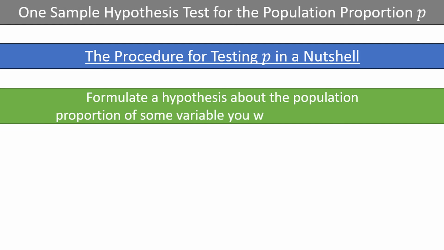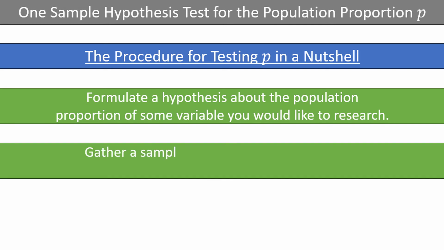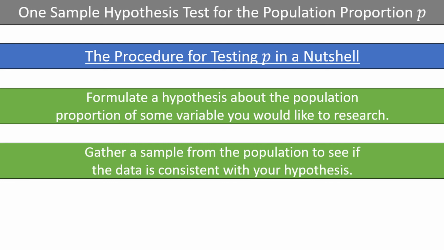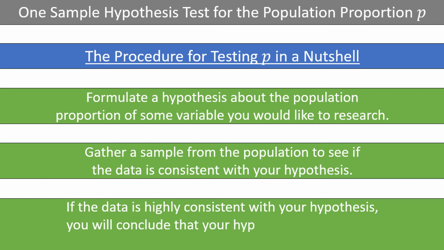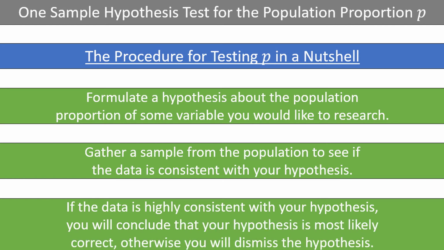The procedure for testing a proportion, in a nutshell, is to formulate a hypothesis about the population proportion of some variable that you would like to research. This will typically be a claim, such as that the proportion is either greater than, less than, or not equal to some specified value. Gather a sample from the population to see if the data is consistent with your hypothesis. This includes calculations involving probability and the standard normal z-distribution. If the data is highly consistent with your hypothesis, you will conclude that your hypothesis is most likely correct. Otherwise, you will dismiss the hypothesis.